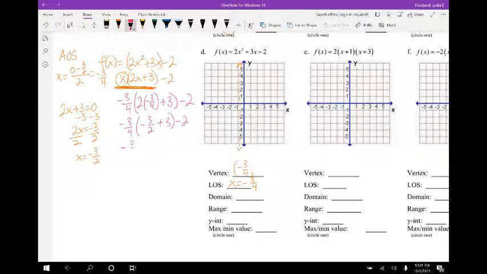Some of us may be struggling a little bit with our fractions. On the test, most of these are going to be fairly pretty. This one just happens to be a little bit less fun. So -3/2 plus 3 is a +3/2. And 3/2 times -3/4 is -9/8 minus 2. -16 minus 9, -25/8. Not fun. Kind of a gross number.